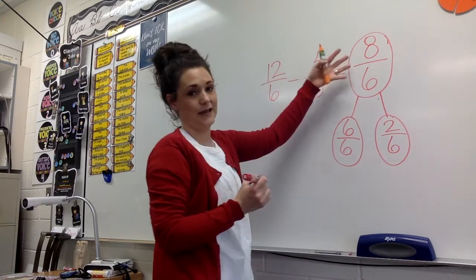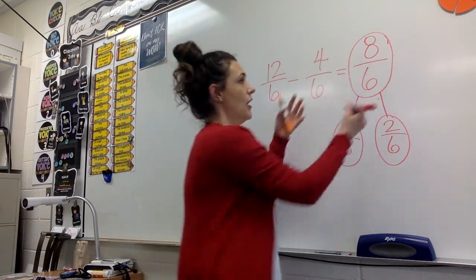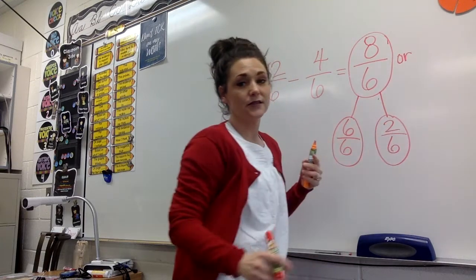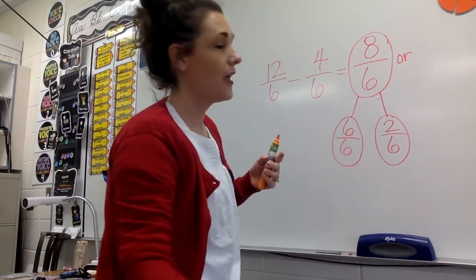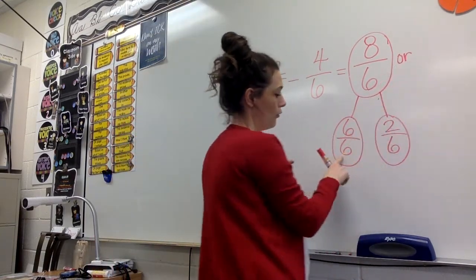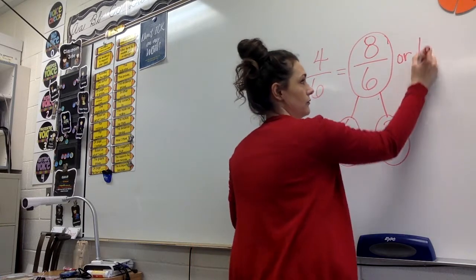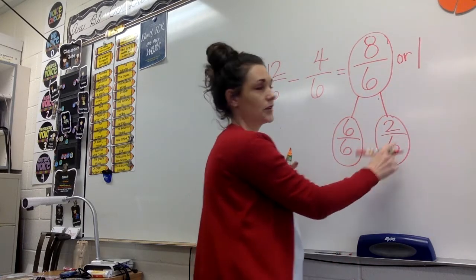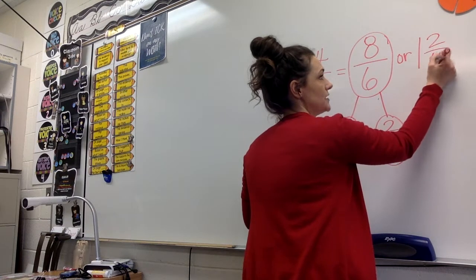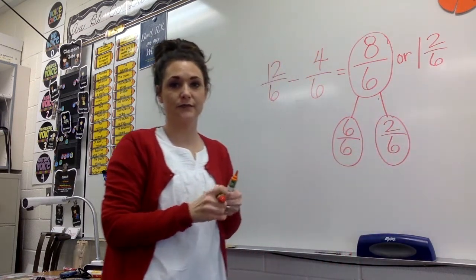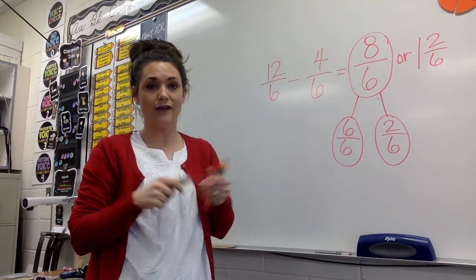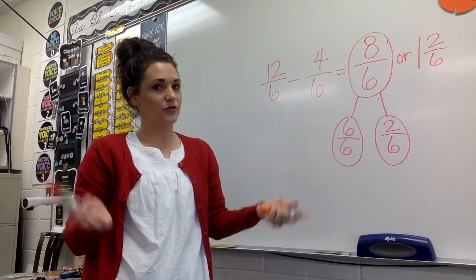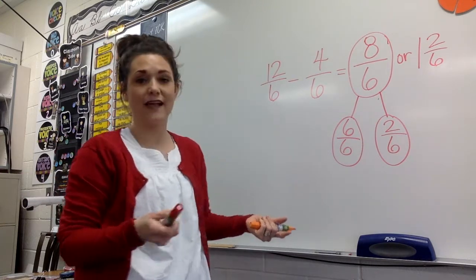All right, so we can name this 8/6, or we could rename it as a mixed number, which would mean the same thing. And we would have 1 whole and 2/6, or we would say 1 and 2/6. Okay, all right, you are all set on subtracting with like denominators.